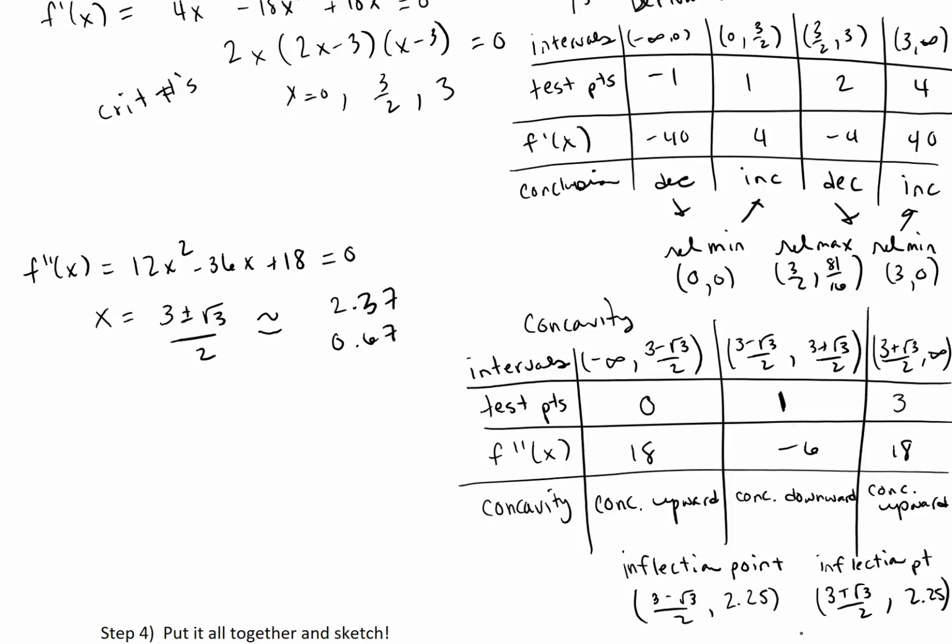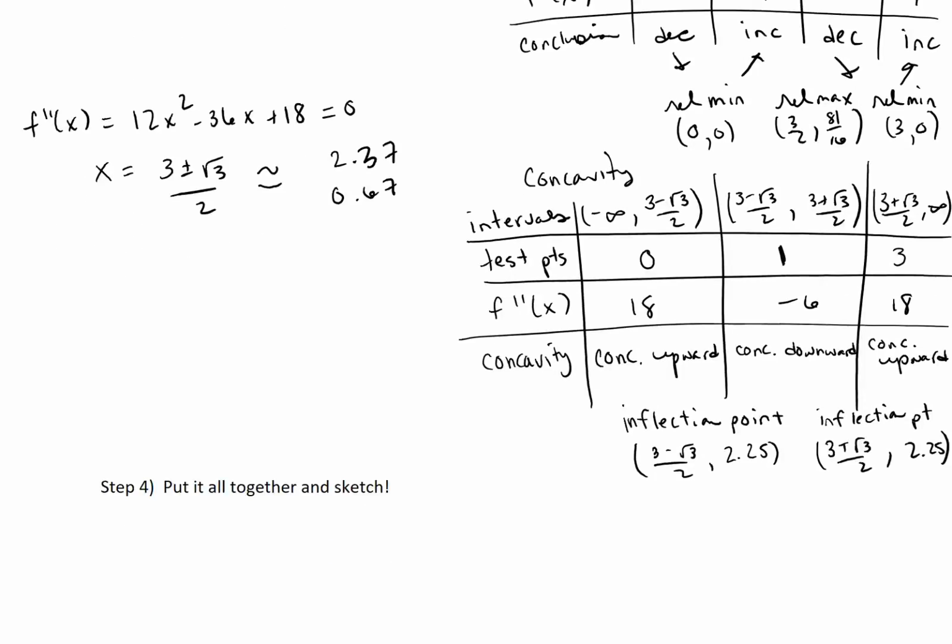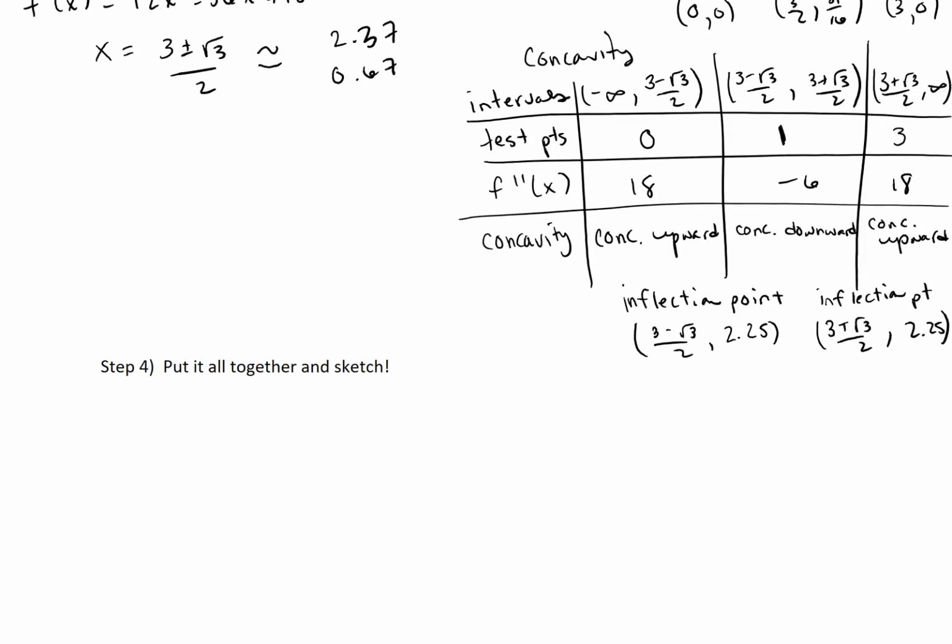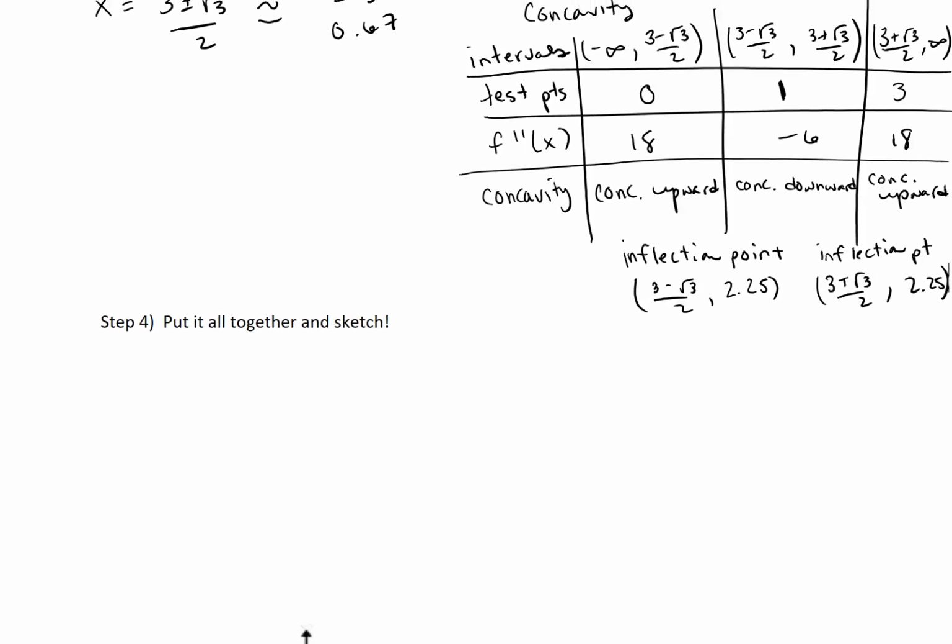So the next thing is to put it all together. Now, some people don't need this step, but it really helps me to organize my graph if I put everything on a number line before I try to actually put it on the graph. So I'm going to draw kind of a sketched out number line. It doesn't have to be to scale. This is just trying to organize your information. And we want to put all of the significant points that we found.